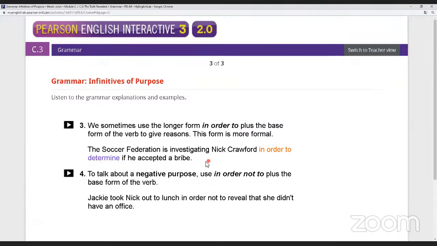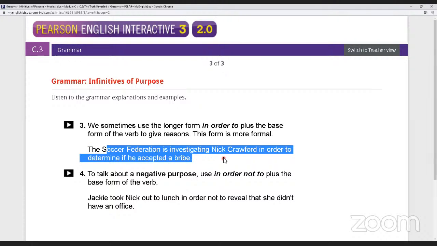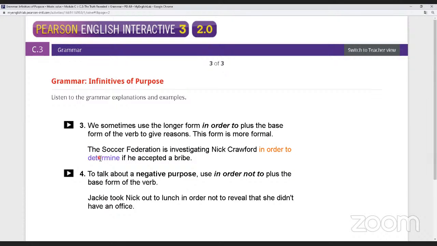The Soccer Federation is investigating Nick Crawford to determine, right? That's informal. The Soccer Federation is investigating Nick Crawford in order to determine if he accepted a bribe. So that's the formal way. Maybe the person is a journalist or something like that, so this person wants to sound more formal. He's on air right now on a TV show or TV news, something like that. That could be the case.